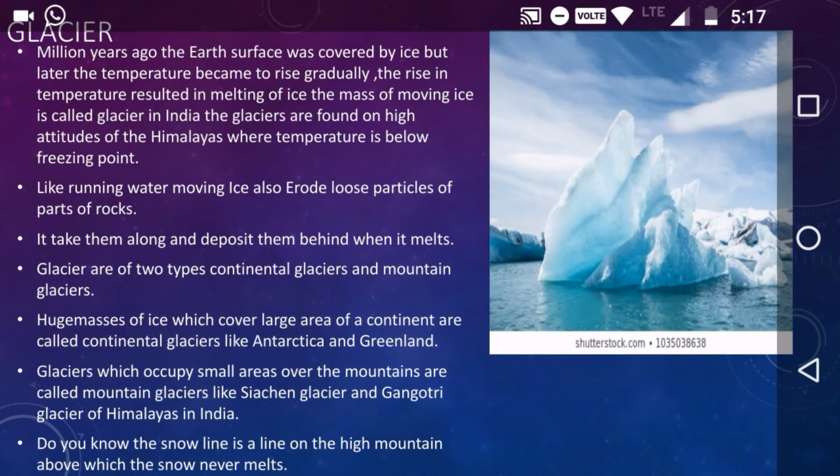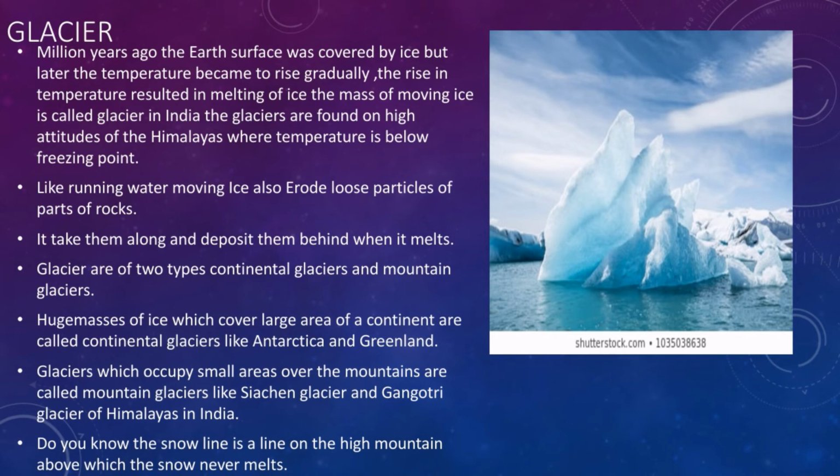Next agent is glacier. Let's know what a glacier is. Children, glaciers means a mass of moving ice. Million years ago, the earth's surface was covered by ice, but later the temperature began to rise gradually. The rise in temperature resulted in melting of ice. The mass of moving ice is called a glacier.